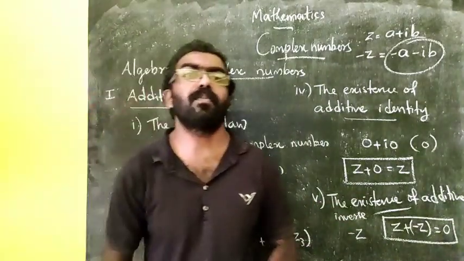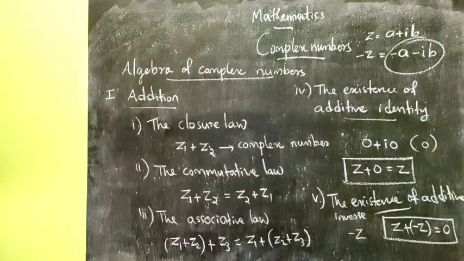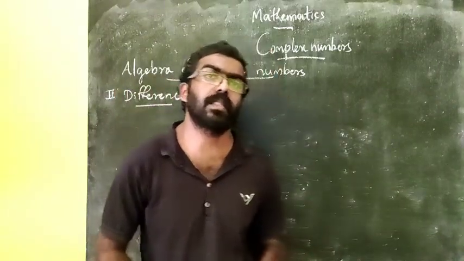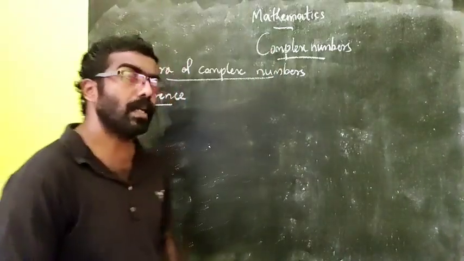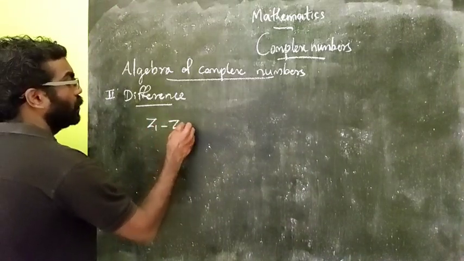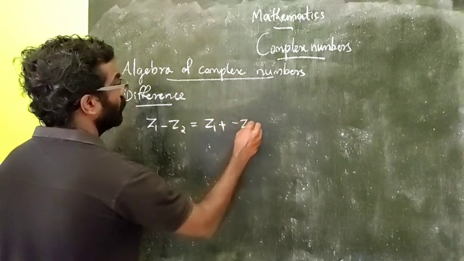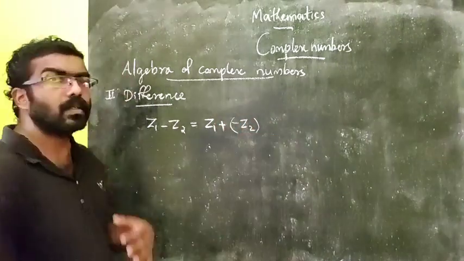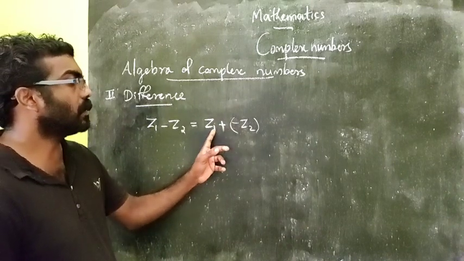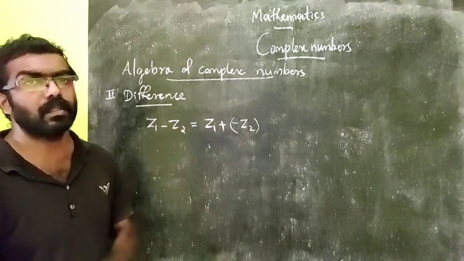Okay, so these are the properties of addition of complex numbers. Next is difference of two complex numbers. Let us consider two complex numbers z1 and z2, and z1 minus z2 can be written as z1 plus minus z2. So this negative sign we can change into positive by writing z1 plus the additive inverse of z2, that is minus z2.